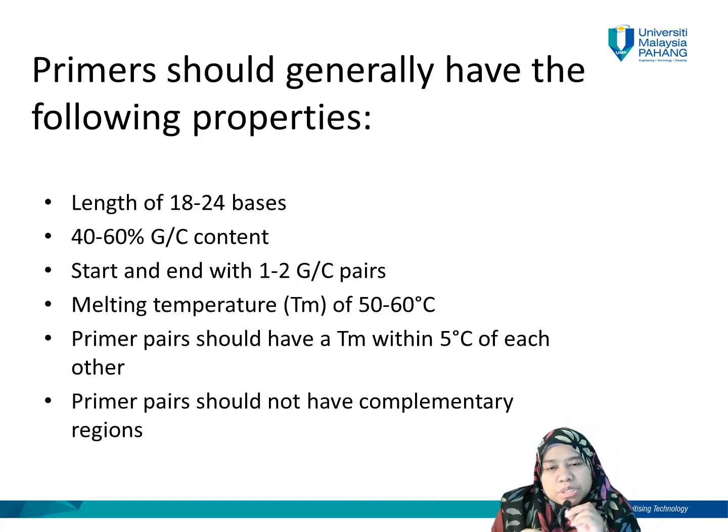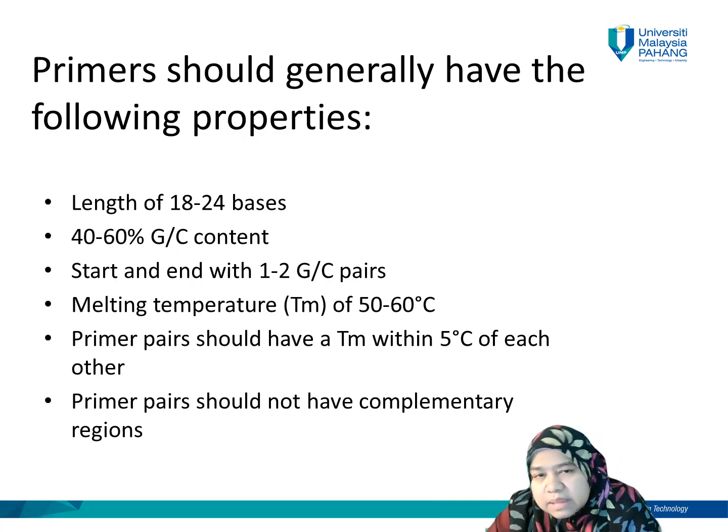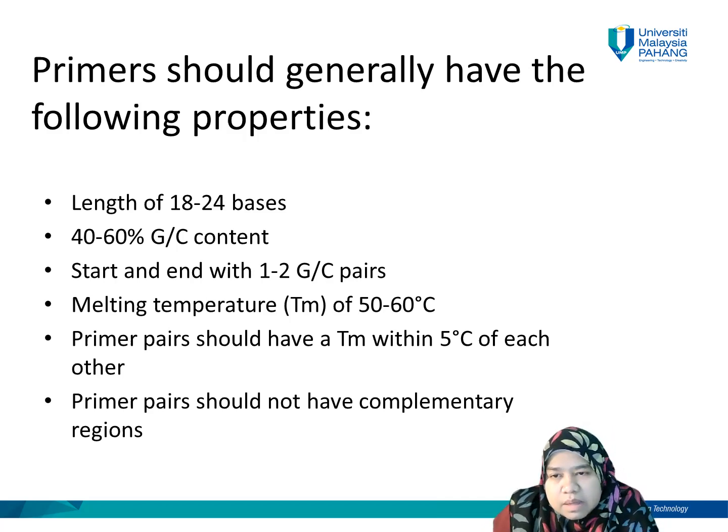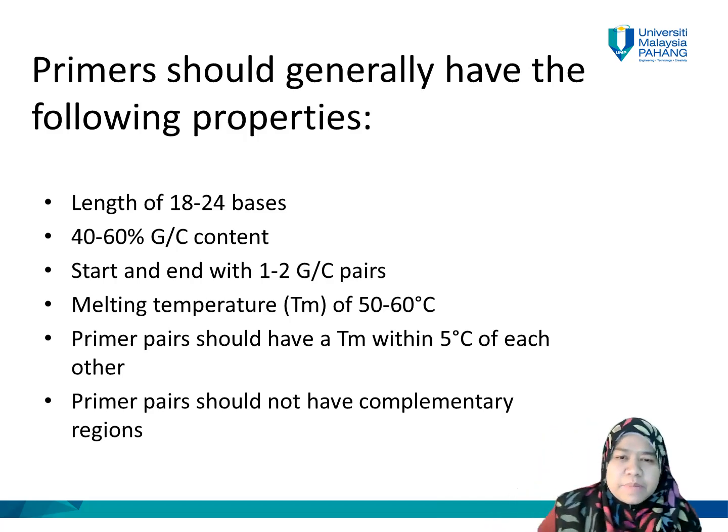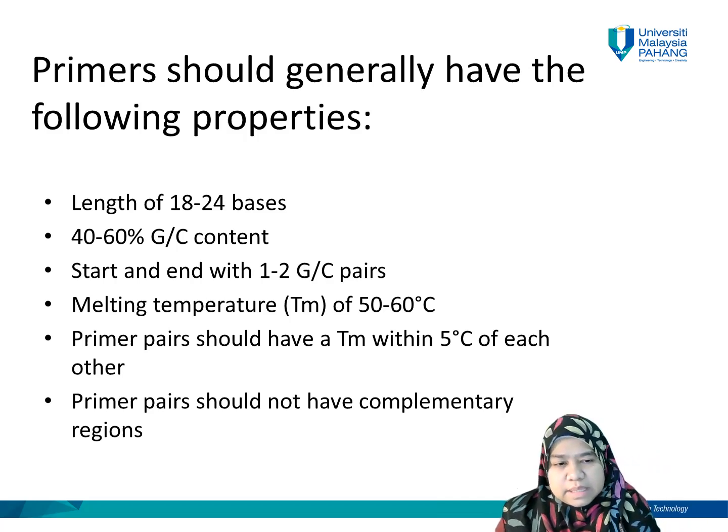And then melting temperature should be around 50 to 60 degrees. Both primers in a pair should be within 5 degrees of each other in terms of Tm. How to calculate the Tm? You can see in the next link that I will provide you in this video. And make sure you go into the link to see how the primer design is done specifically, as well as tips on how to design a good primer.